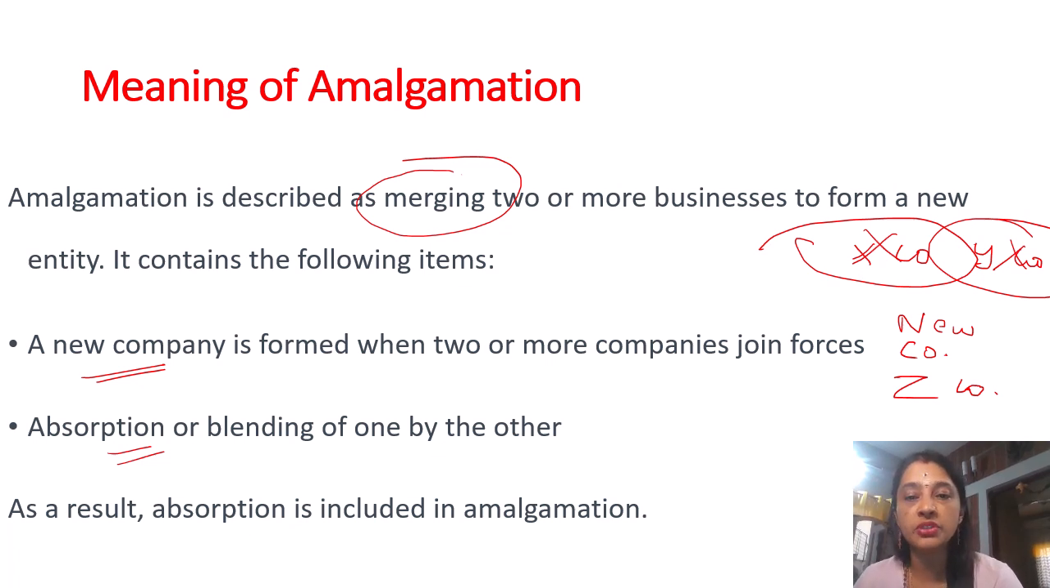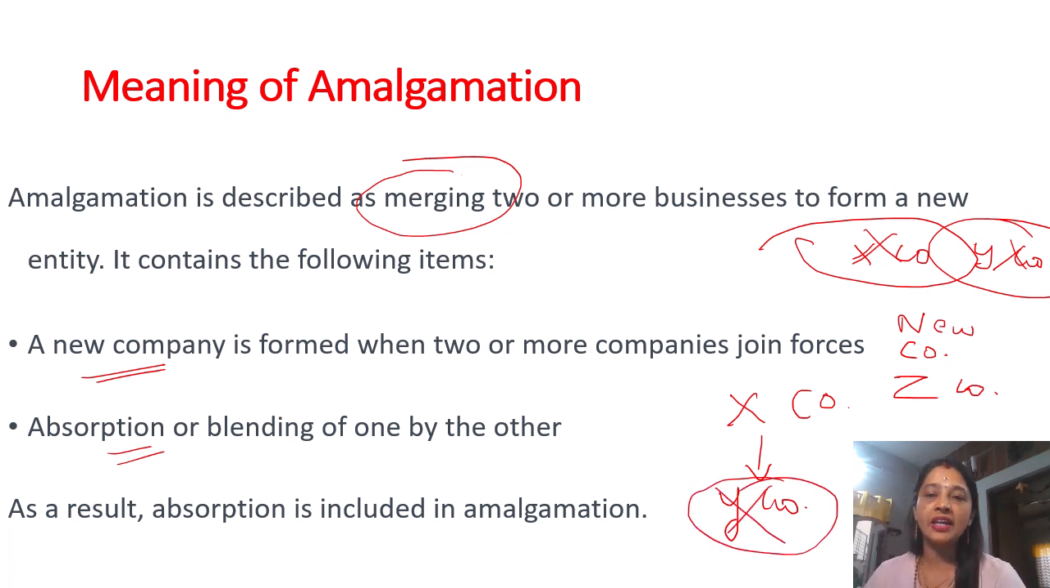But what happens in case of absorption? Say for example, there is a bigger company called X company. Now this company takes over Y company, where Y company closes permanently and becomes part of X company. Such a procedure is called absorption. So absorption is taking over of Y company by X company, or acquisition of Y company by X company. All these things you'll be studying under amalgamation only.